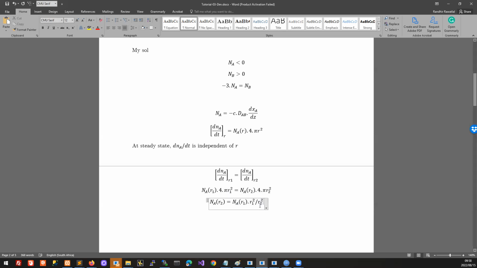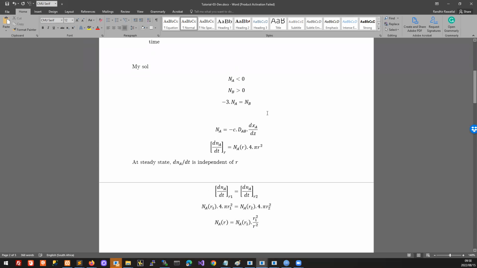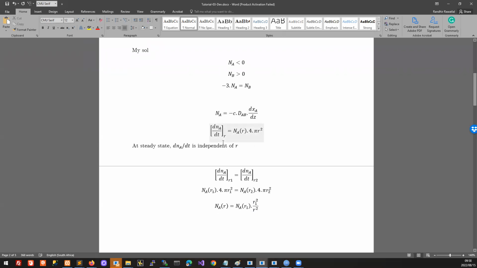So you see, this does matter. The radial position does matter. Instead of calling it R2, I could have just said R, right? So then this would be R squared. So you see, your molar flux is changing with your radial position here, because our assumption is that the molar flow rate is not changing, it's uniform.